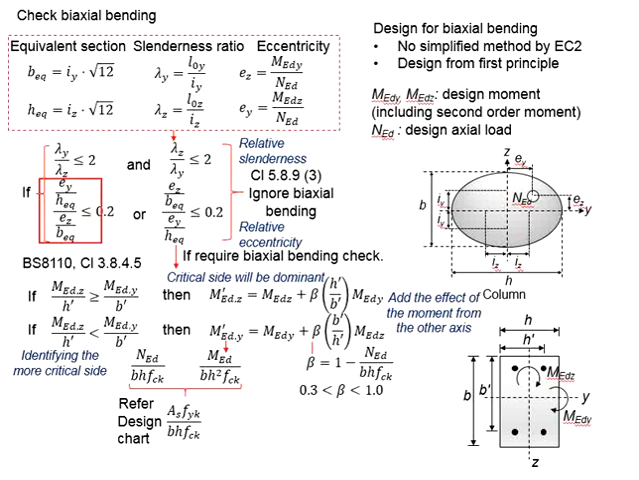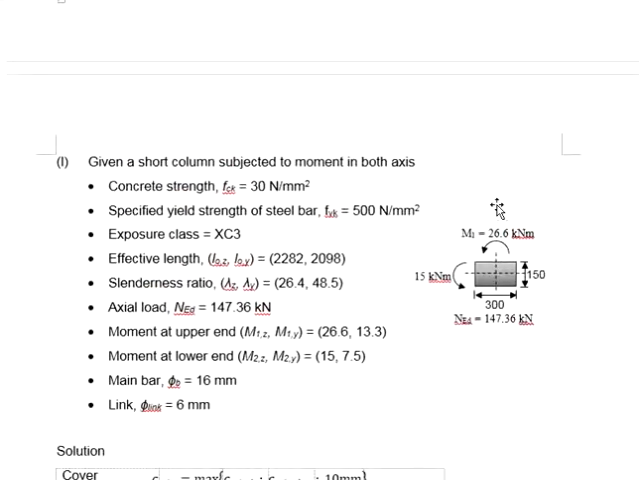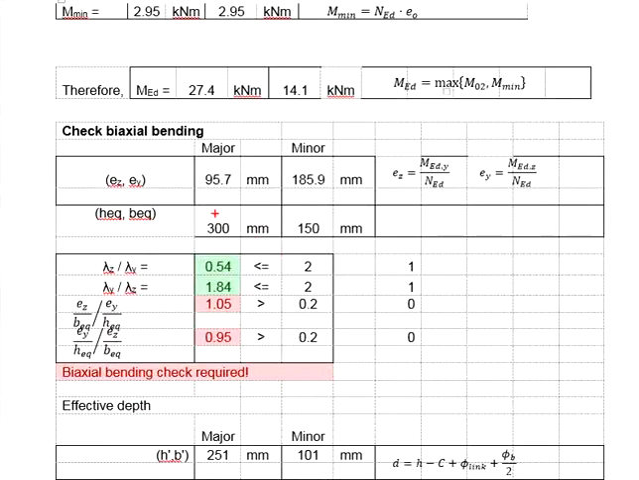Next, we need to check these two items. The equation here requires the H equivalent and the B equivalent. These are required when the column section is not square, which in your case now, your column is a rectangular shape. This will be the H equivalent and this will be the B equivalent. That gives you 300 and 150.